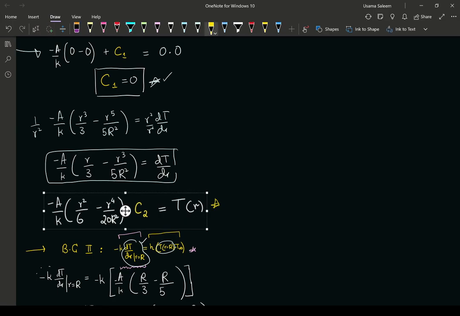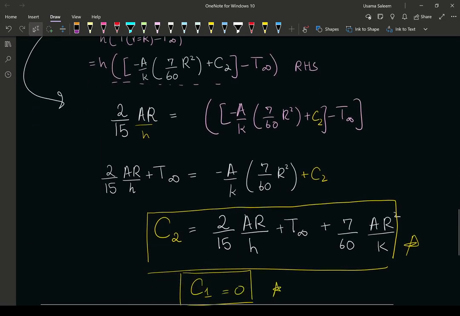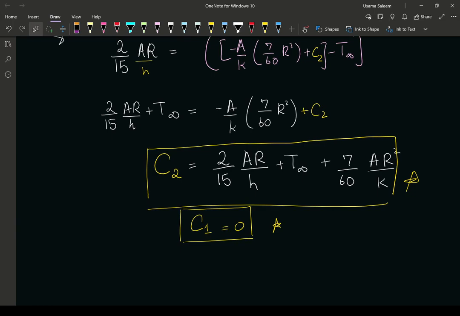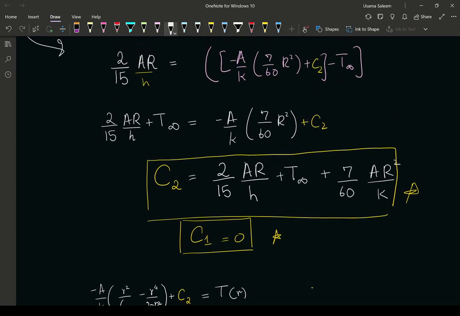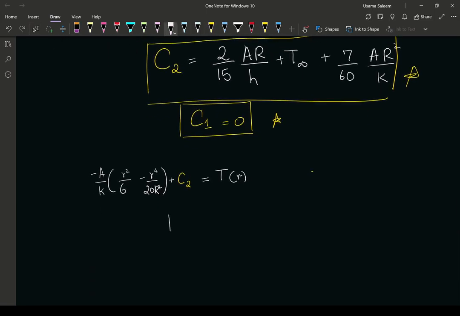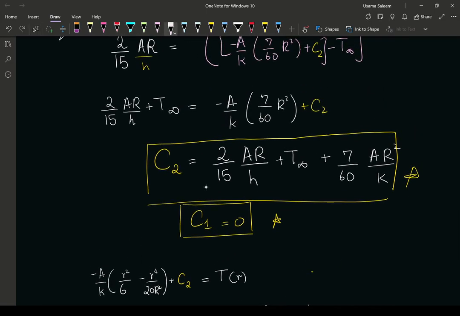And what I'm hoping is that most professors would be kind enough at this point, and would be satisfied with what you've done here in an exam condition. But, well, some won't be, and that's okay. That's not going to stop us, right? So yeah, the temperature profile becomes negative A over K, R squared over 6 minus R to the power 4 over 20 R squared, and copy all of this.